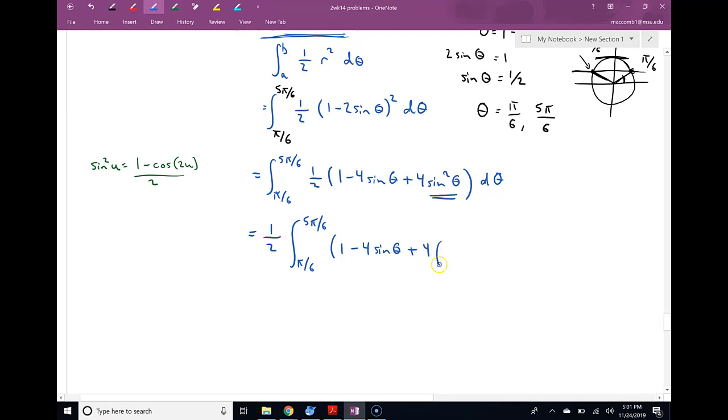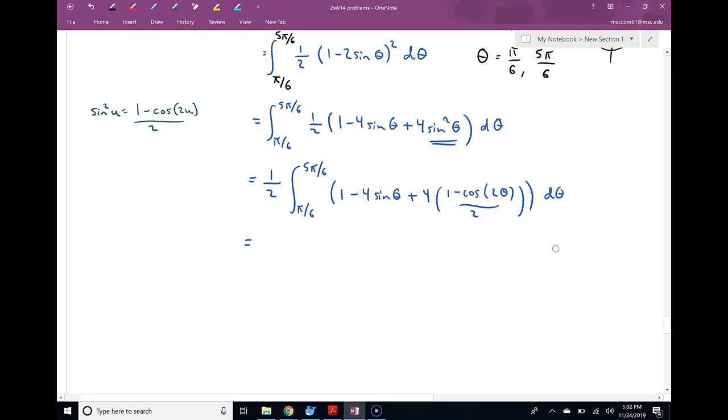And so this is going to become, instead of sine squared, I'm going to write 1 minus cosine of 2. And in this case, my u is just my theta, so it's going to be 2 theta divided by 2. And I've multiplied that by 4, good. And I need to integrate this with respect to theta. Now I've done all of the algebra and trig work. Now I'm actually ready to do the calculus and integrate. So let's go ahead and actually do the integral here.